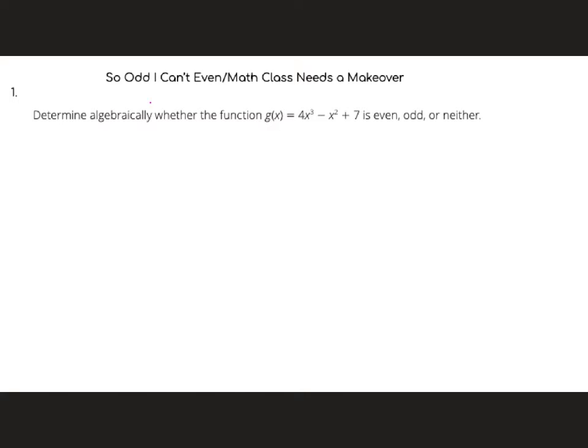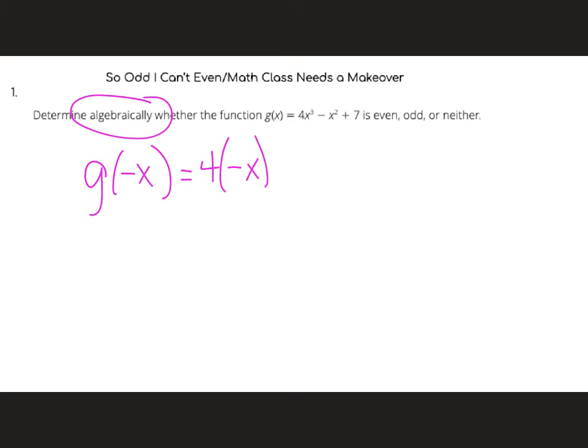Determine algebraically whether the function g of x is even, odd, or neither. So what that means is I need to plug in negative x, everywhere I see an x. Negative x plus 7. Alright, so let's simplify this. So that means g of negative x.